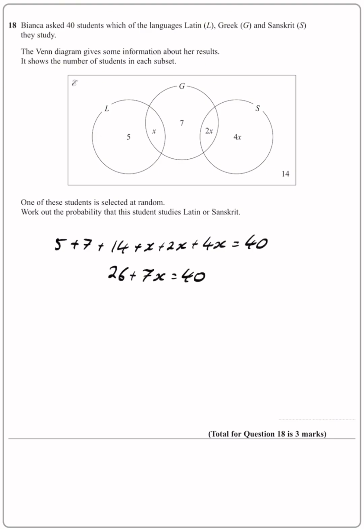Collect like terms on the left-hand side. 26 plus 7x equals 40. 7x equals 14. X equals 2. I can fill in the Venn diagram with the actual numbers. We've got x is 2, 2x is 4, 4x is 8.